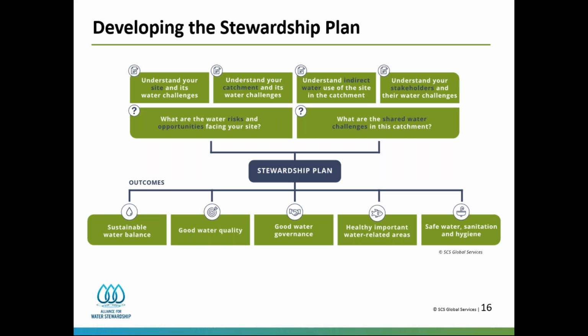So this sort of lays out the first couple of steps in the process as we've discussed so far. Again, it begins by gathering information to understand your site, the catchment, the watershed that you operate in, and then your water risks and stakeholder or shared water related challenges. All this data you're collecting and processing really helps to inform 2 important questions that will then help you develop your water stewardship plan. Those 2 questions are: what are the water risks and opportunities facing your site, and what are the shared water challenges in the catchment?